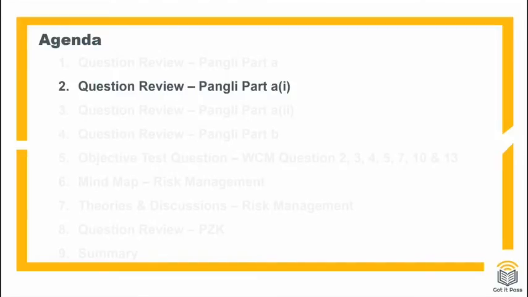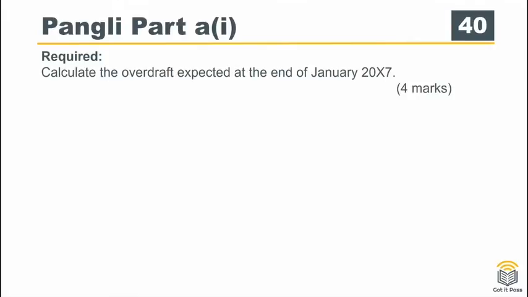Next part is Part A, Section 1 or Subsection 1. So here the requirement is to calculate the overdraft expected at the end of January 20X7. It's an important question because a lot of candidates in examination cannot do these overdraft calculation questions well. So before moving on, we need to explain how to get the overdraft.